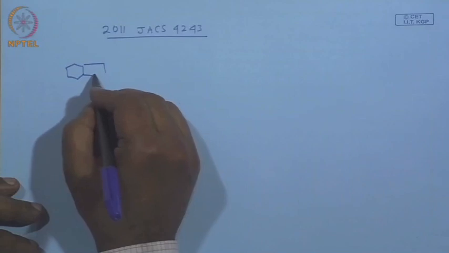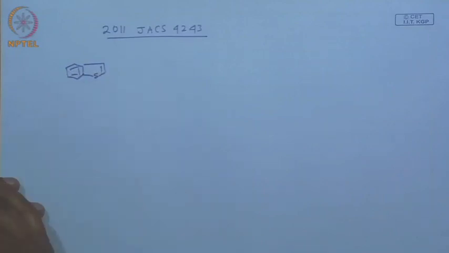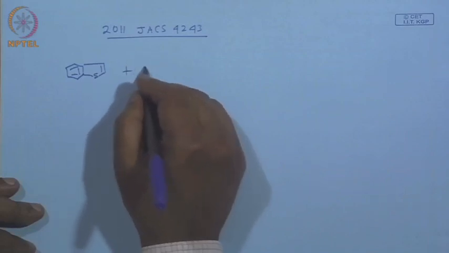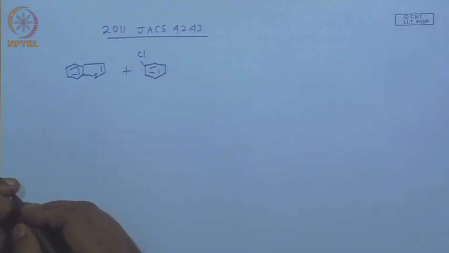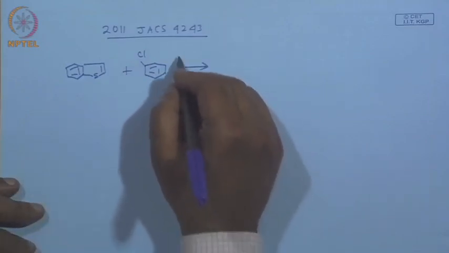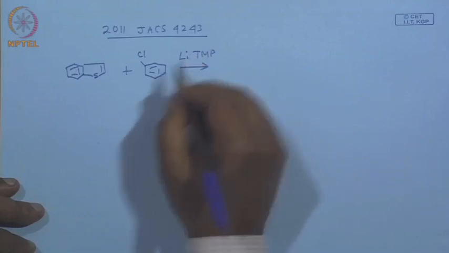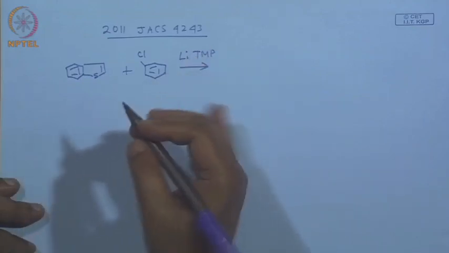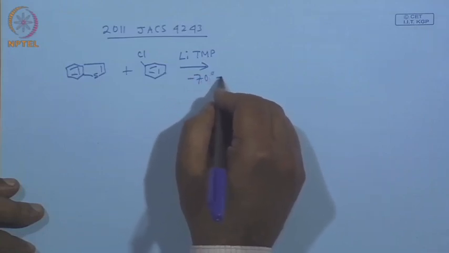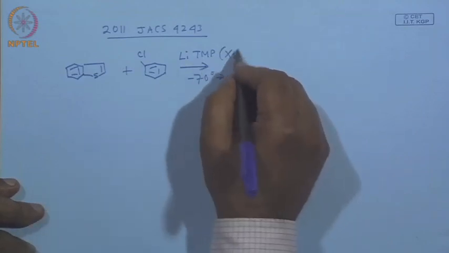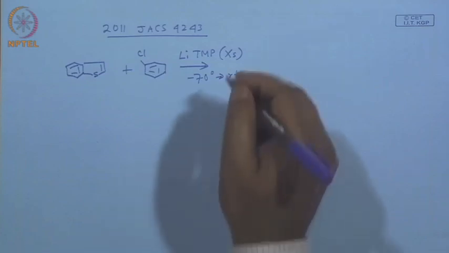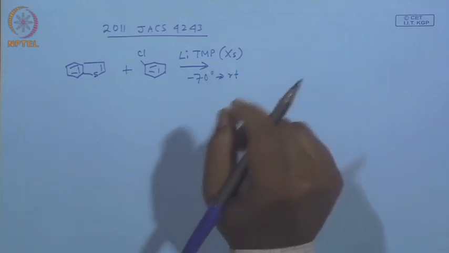Okay. Like say if you have a reaction done on benzothiophene and let us say this chlorobenzene, then lithium TMP, and as usual temperature etc. Minus 72 to room temperature. Okay. Probably I will give you an excess amount, maybe 3 equivalents of LiTMP. So, what do you expect?